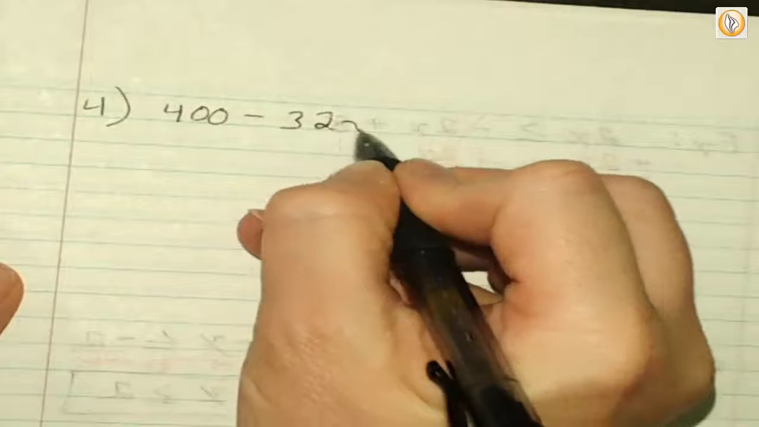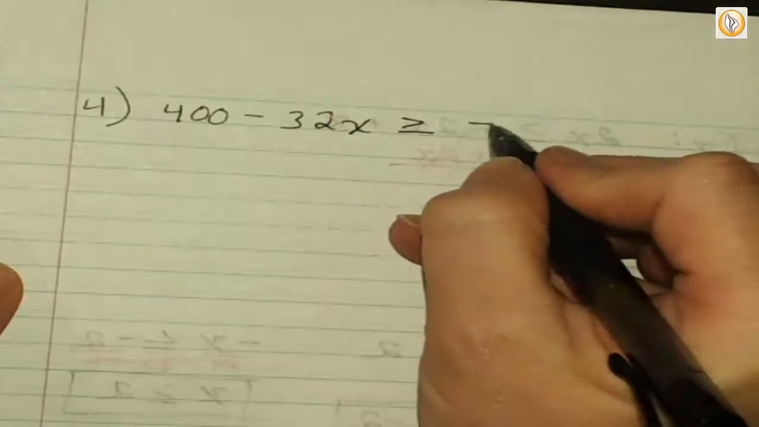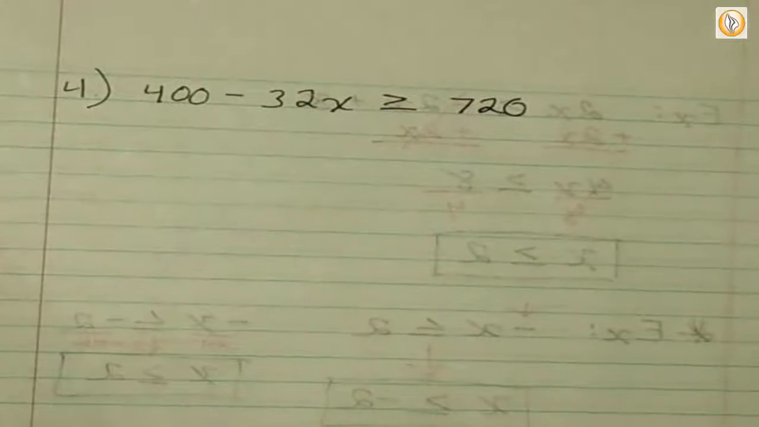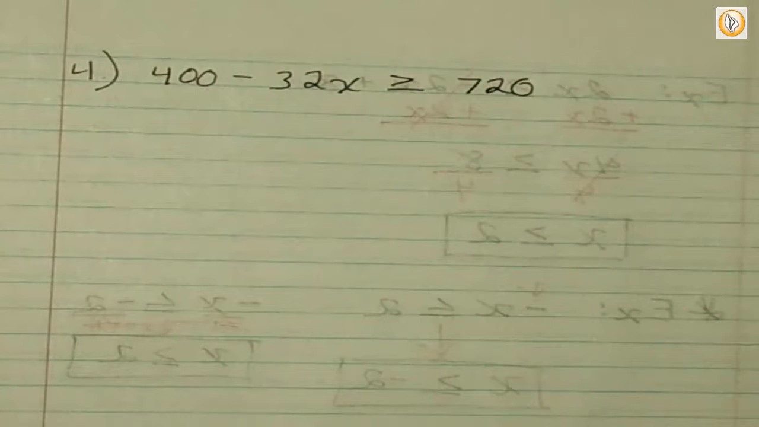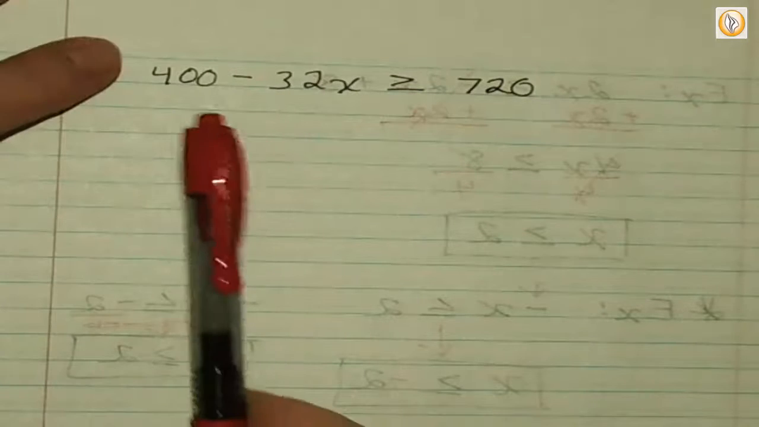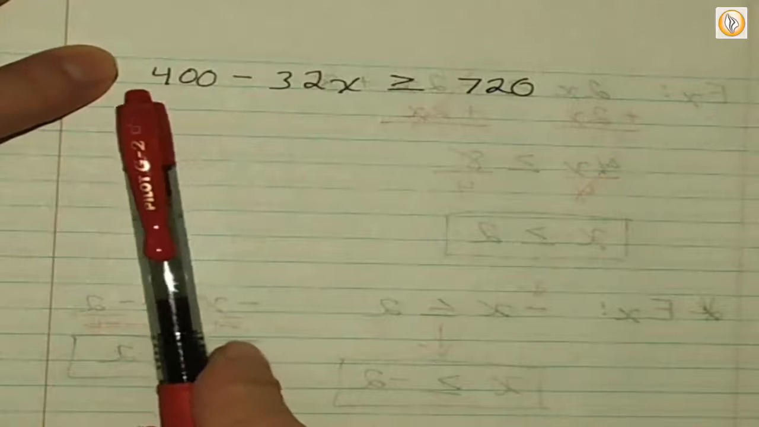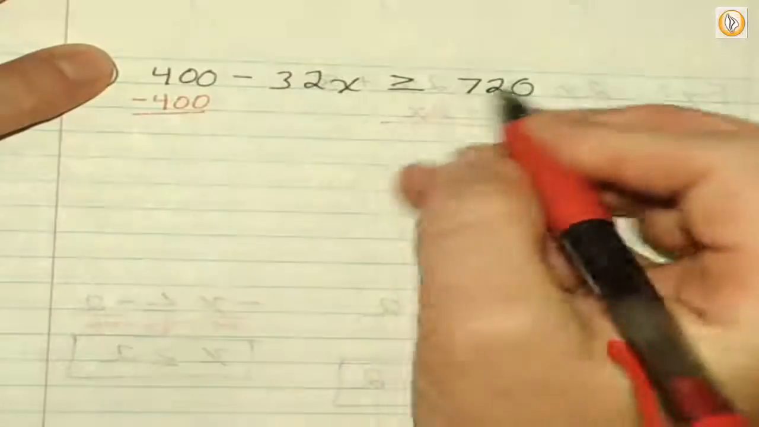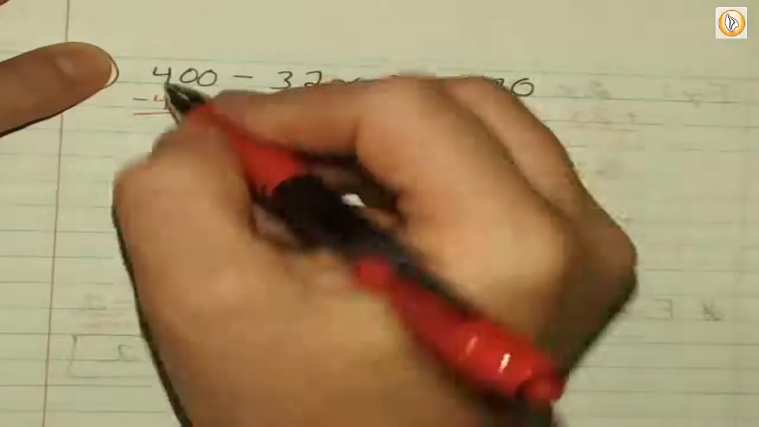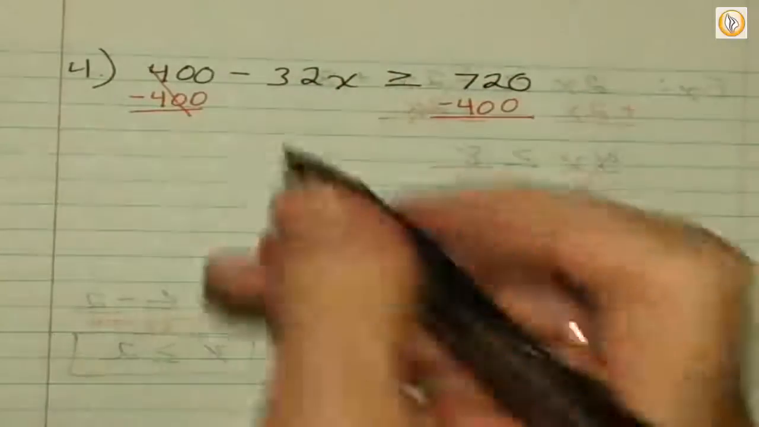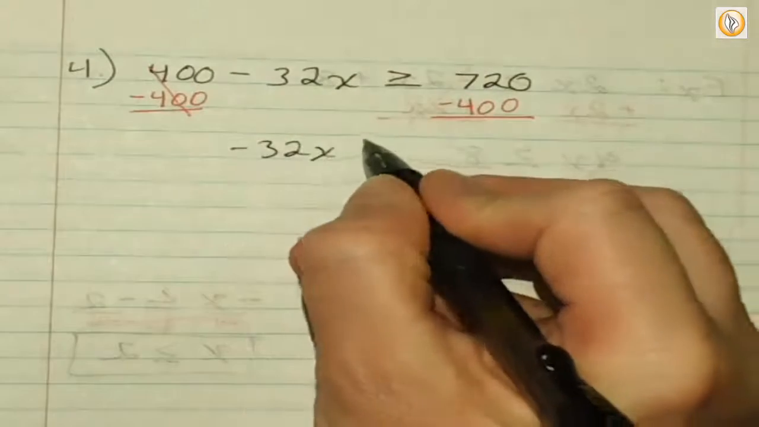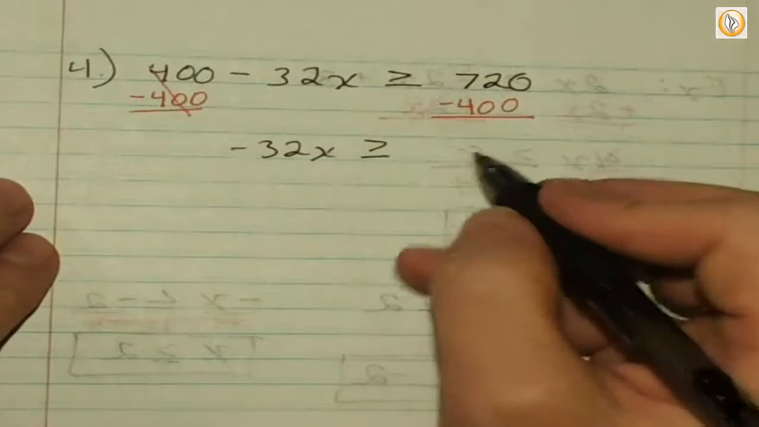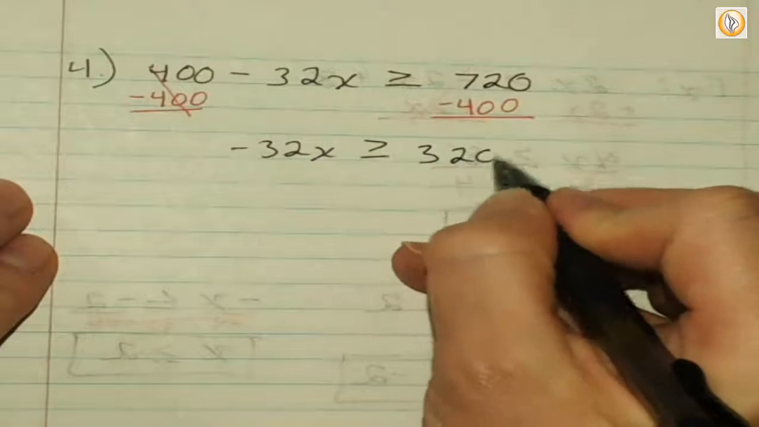I have 400 minus 32x is greater than or equal to 720. Izzy, how do I solve this? Subtract. That's right, we're going to subtract the 400 because there's no sign before it, so that means it's positive. So we're going to subtract 400 on both sides. And I'm left with negative 32x is greater than or equal to, and I'll just do the work for you, 320.